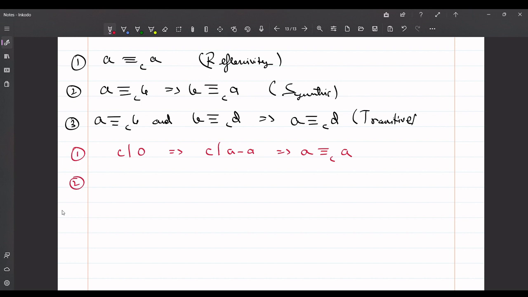Number 2, let's see. Suppose A is congruent to B modulo C. It is given A is congruent to B modulo C. So that means A minus B is a multiple of C. That means B minus A is still a multiple of C. Just the multiplier changes to its negative additive inverse, you might say. Right? And K is a positive integer. Rather, K is an integer. If K is an integer, minus K is also an integer.